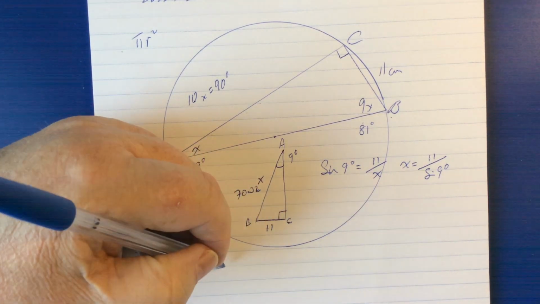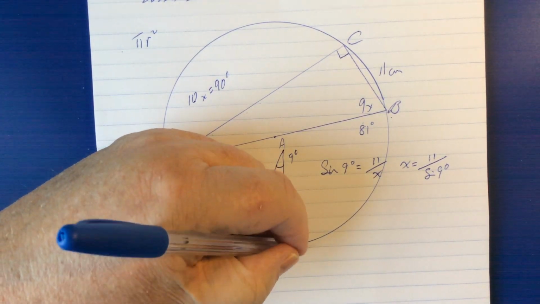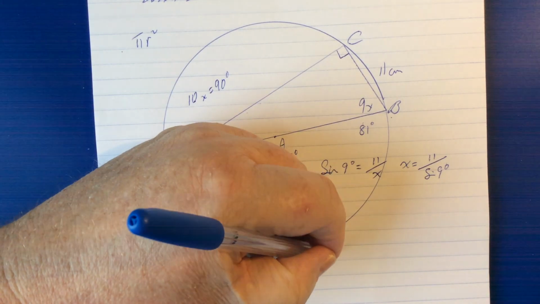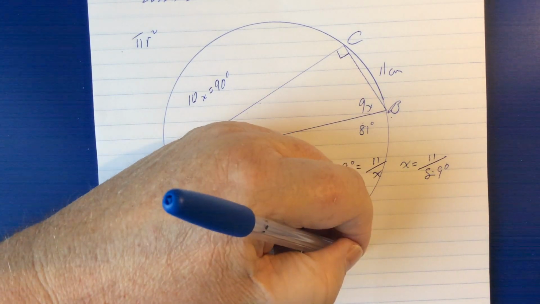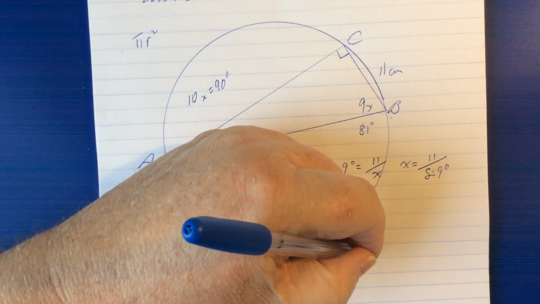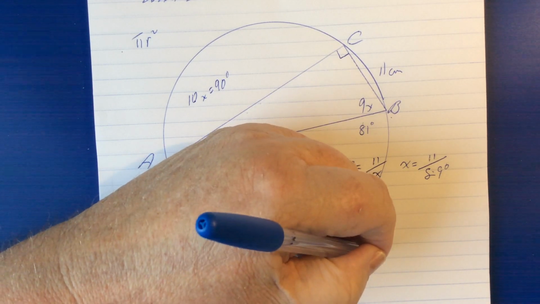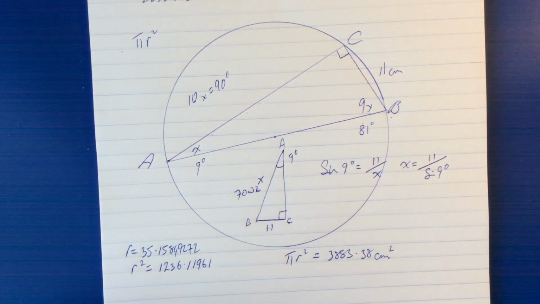And pi r squared is equal to 3883.38, we will say, centimeters squared. That is the area of the circle, and that is how you do it.